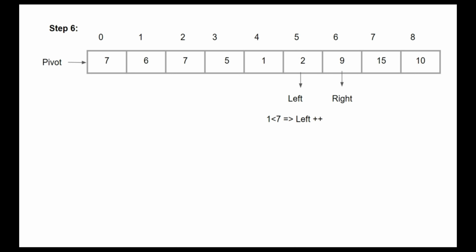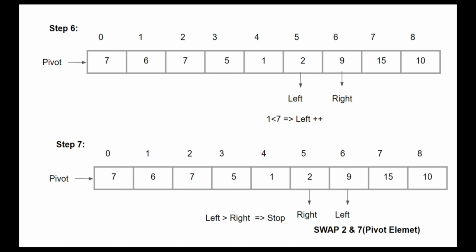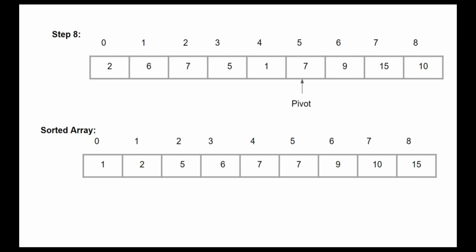Then next, increase the left by 1 until the element is greater than the pivot. Then it will reach 9, so stop there. Then right will move until it gets an element that is lesser than the pivot. Then it will stop when it reaches 2. In this case, left is greater than right, so based on the index we will swap with the pivot element, that is swap 2 and 7. So now the pivot element is in the correct position, and the left side of the pivot is lesser than the pivot and the right side is greater than the pivot. So now we have performed partition on the given array.